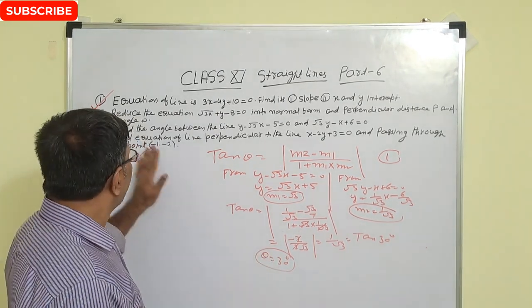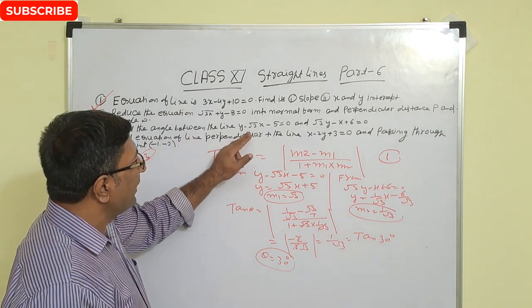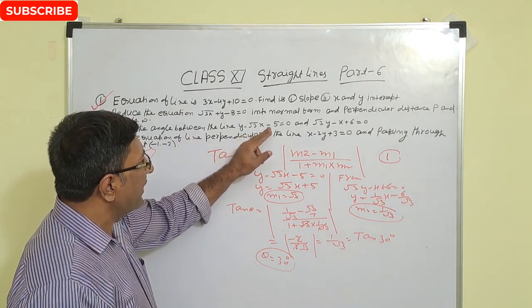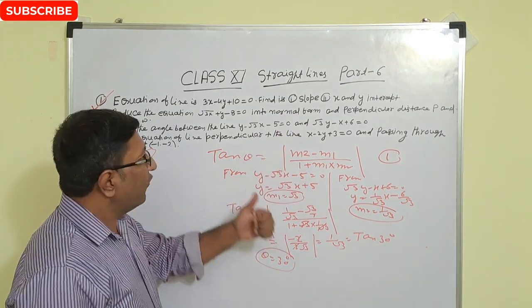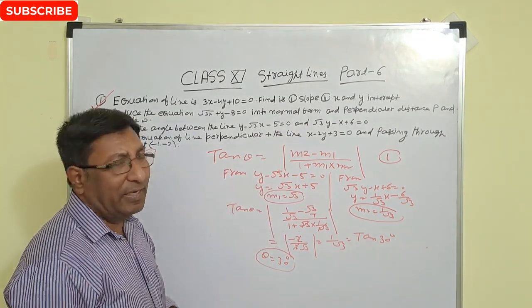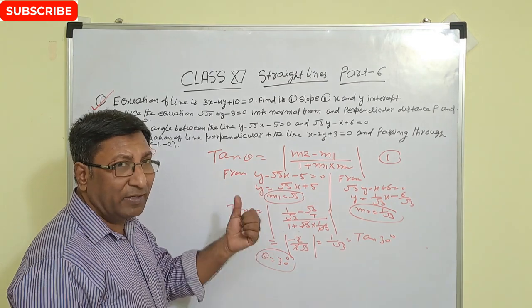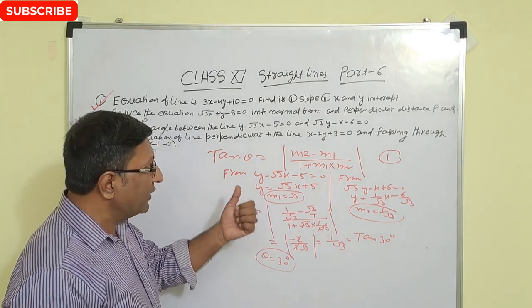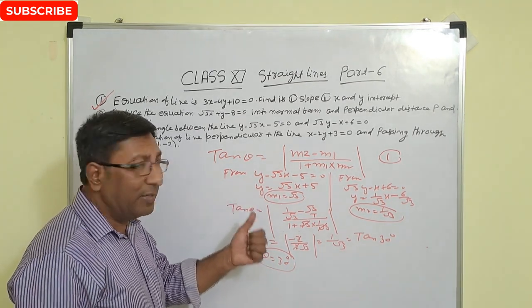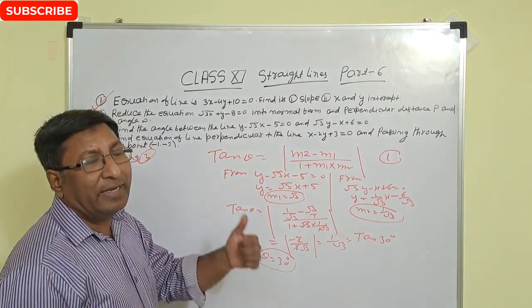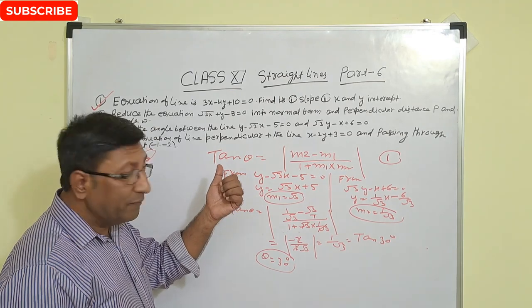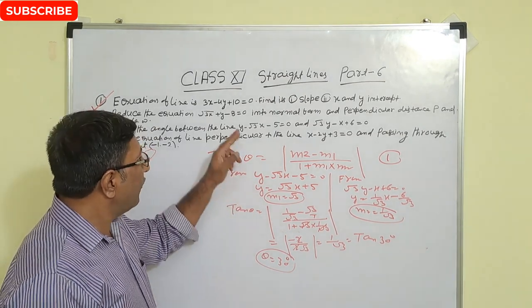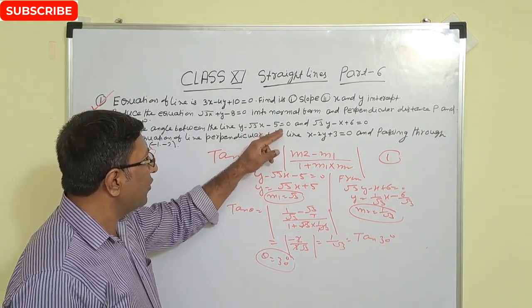So again you listen. Find the angle between the lines y minus root 3x minus 5 equal to 0 and root 3y minus x plus 6 equal to 0. When two equations are given, we have to find the angle between the two lines. First you find slope of the first line m1 and slope of the second line m2. How can we find slope? First you free the y of the equation. So y minus root 3x minus 5 equal to 0.